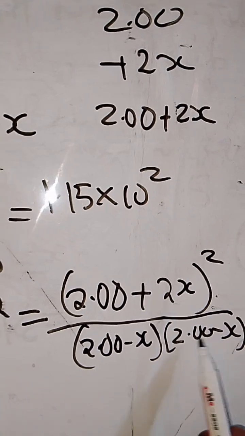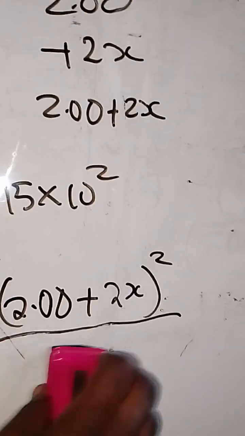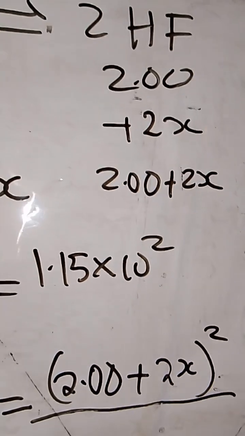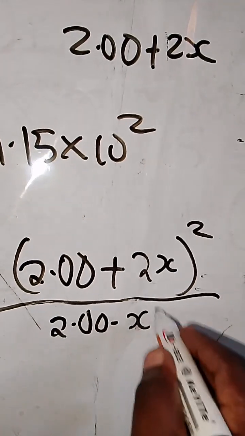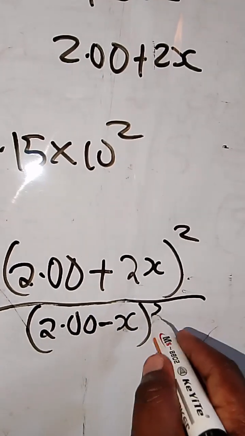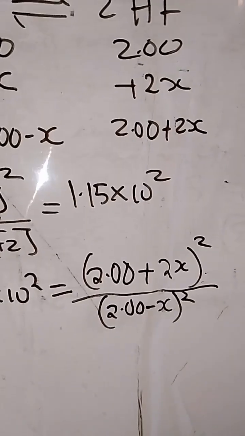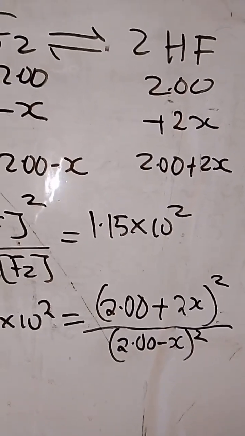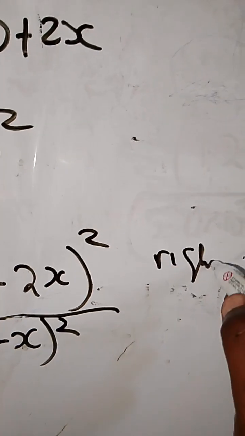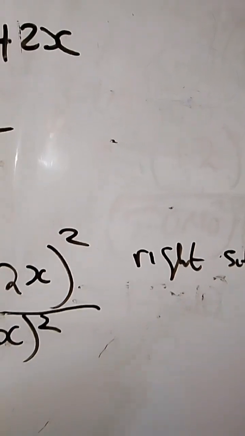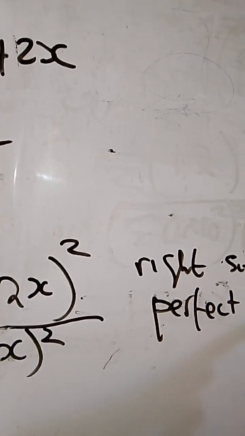Okay, so now this one can be simplified. 2.00 minus x times 2.00 minus x is the same as 2.00 minus x squared. Okay, so you can see that the right side of this equation is a perfect square.